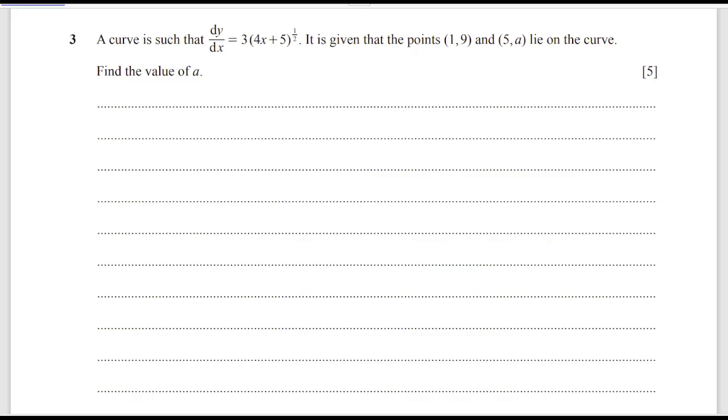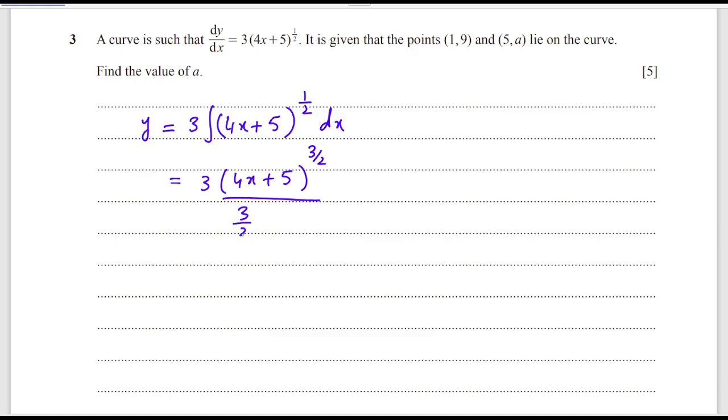In order to find the equation of a curve from the derivative, simply integrate. So the integral of the derivative is y, equals the integral of 3 times 4x plus 5 raised to the power 1 over 2 dx, where 3 is a constant. Apply the power rule: add 1 to the power, 1 by 2 plus 1 is 3 by 2, divide by the resulting power and then multiply by 1 over 4, plus a constant of integration. In case of indefinite integrals, don't forget to add a constant called the constant of integration.